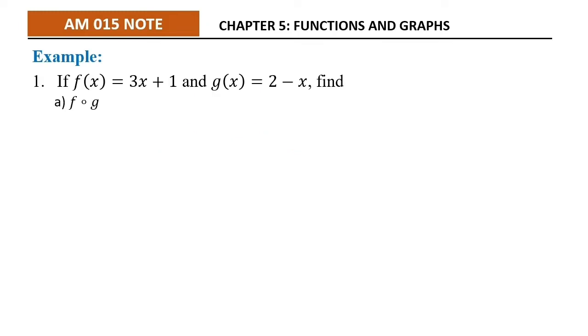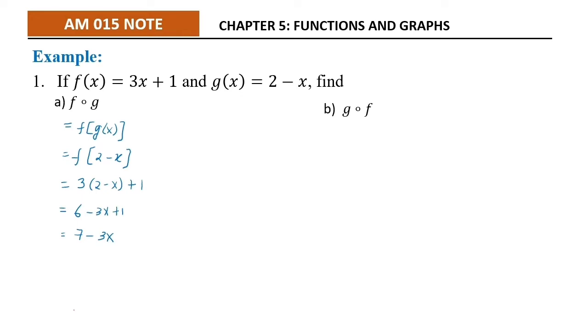Question 1. If f(x) equal to 3x plus 1 and g(x) equal to 2 minus x, find f of g. f of g(x) means g is inside f. g(x) is 2 minus x, and then 2 minus x is the input of f, which is 3x plus 1, so x is now 2 minus x: 3 times (2 minus x) plus 1. Simplify, 6 minus 3x plus 1, and the answer is 7 minus 3x.